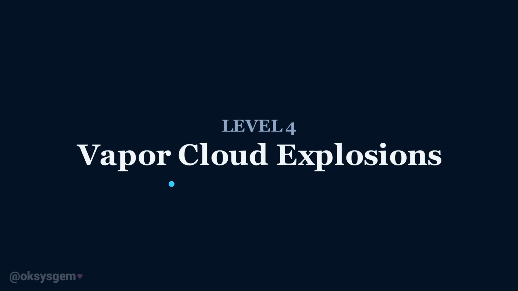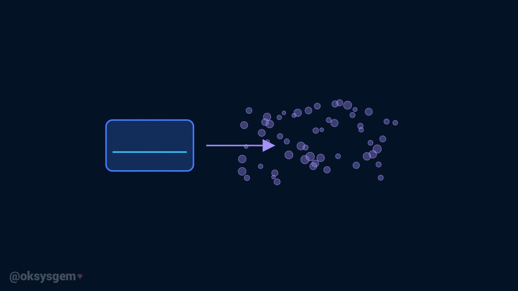Level 4, Vapor Cloud Explosions. Liquids that evaporate can sometimes create a different type of hazard. If a large quantity of flammable vapor mixes with the surrounding air, it can form a vapor cloud. If part of that cloud begins burning, the flame may travel through the mixture, rapidly heating and expanding the gases.